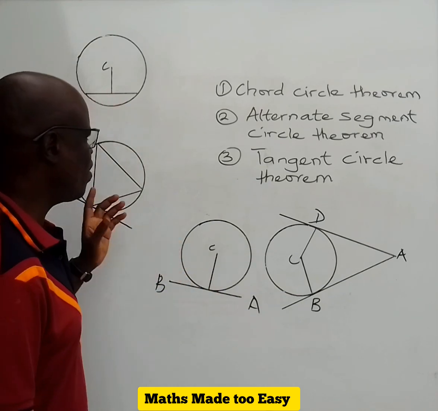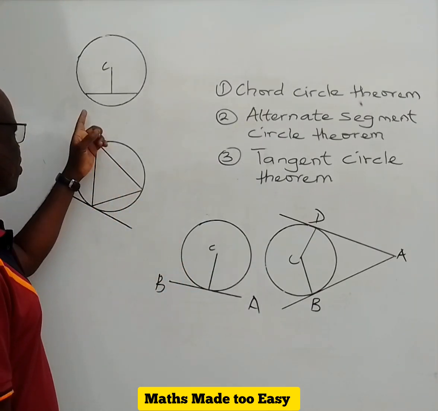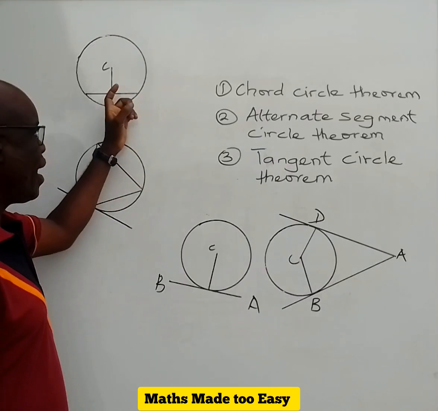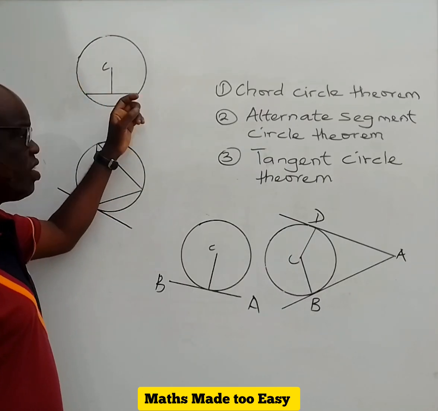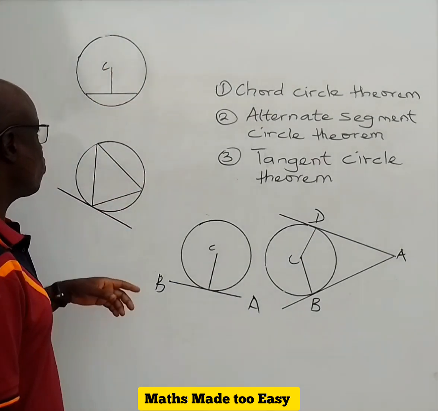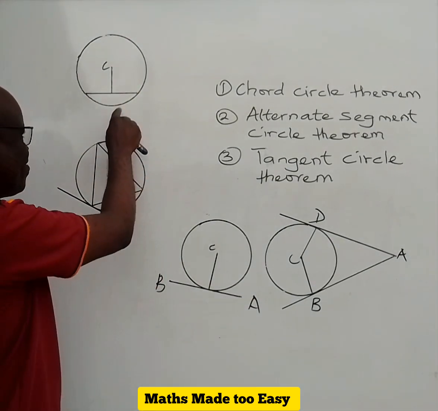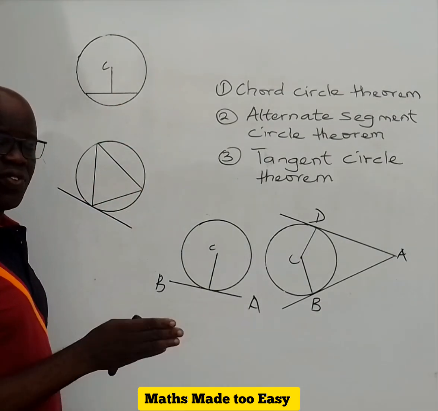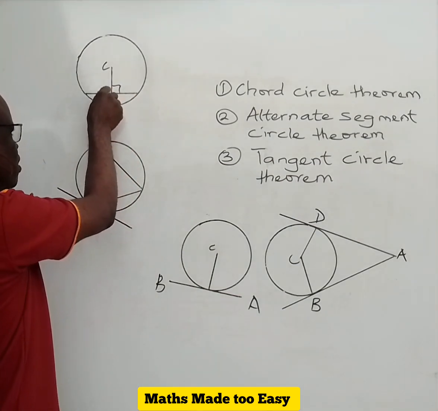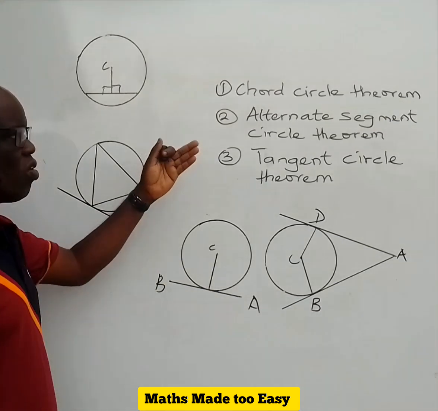Now let's look at the first one we've talked about, which is the chord circle theorem. What do we mean by a chord? A chord is this line between 2 points on the circumference. And we are talking about a minor chord here, not the major chord which passes through the center, which we call a diameter. So when we have a chord like this, if you draw a line from the center of the circle to bisect this chord, that is to divide it into two, it will do so at a right angle. That is, this will be 90, this will also be 90. That is what the first theorem is saying, the chord circle theorem.